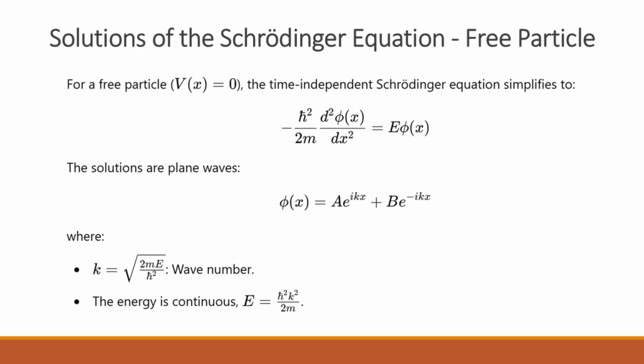A free particle in quantum mechanics behaves differently from classical physics. Its wave function spreads out, representing the particle's probabilistic nature.